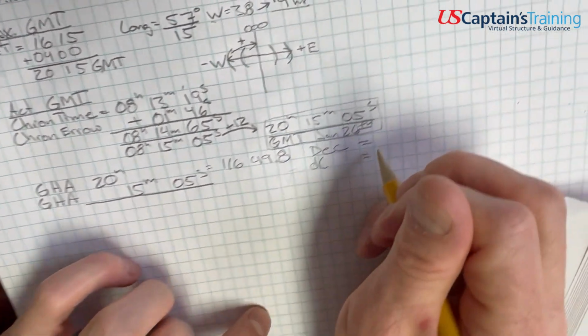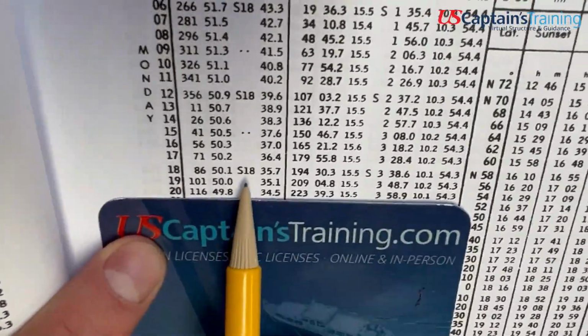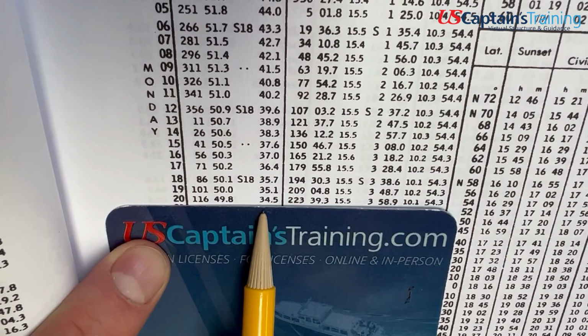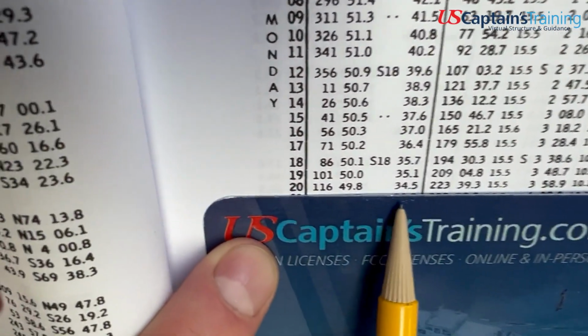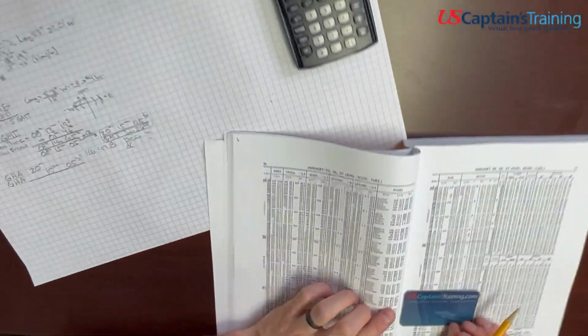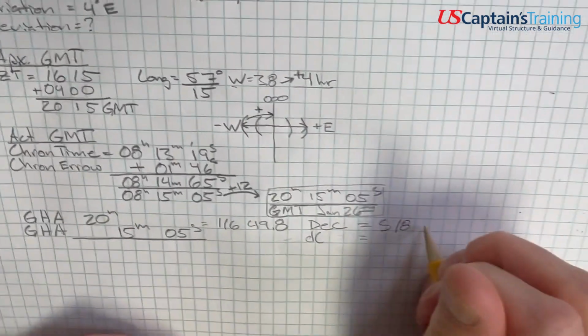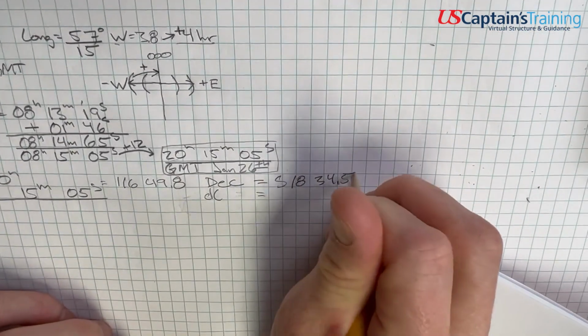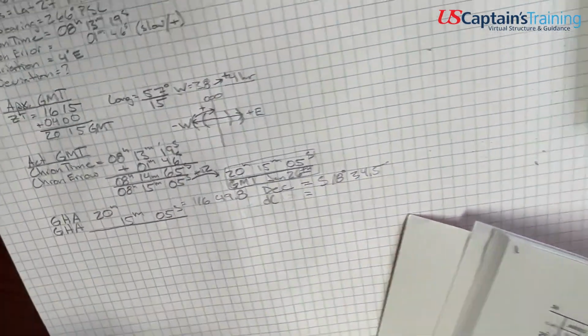So the declination's right next to it. If you look here, 26 for 20, that south drops down. South 18, 34.5. South 18, 34.5 degrees minutes.